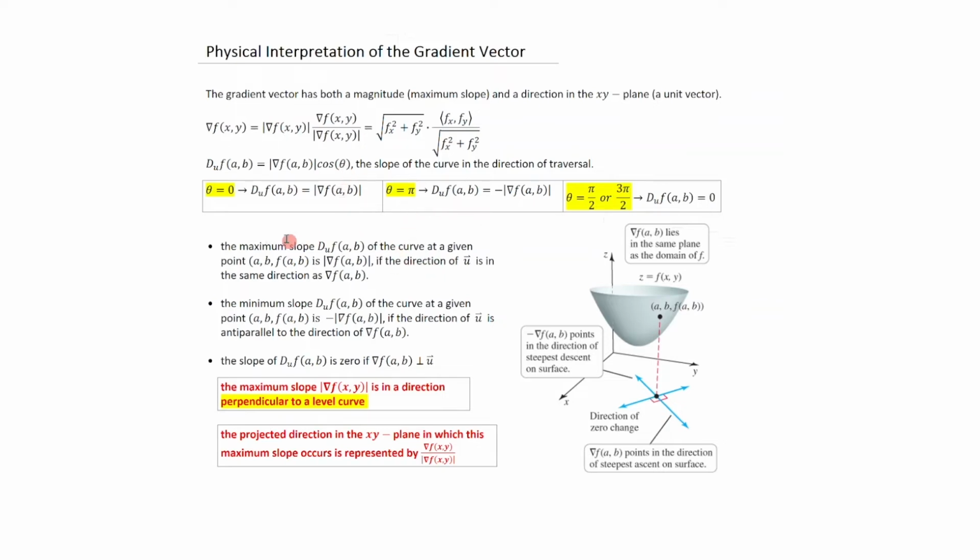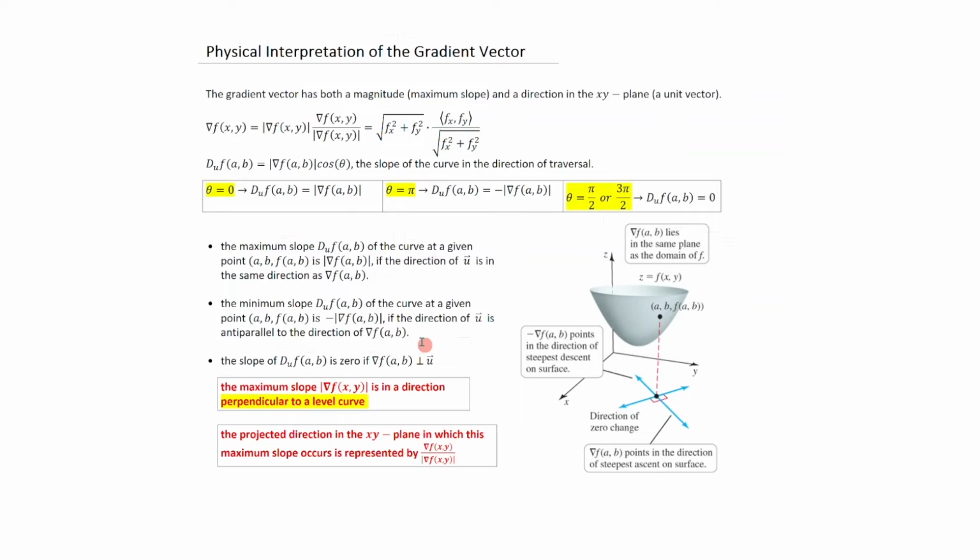So here is the summary then. The maximum slope of the curve at a given point (a, b) is the magnitude of the gradient of f at (a, b) if the direction of u is in the same direction as the gradient vector. The minimum slope of the curve at a given point (a, b) is minus the magnitude of the gradient of f at (a, b) if the direction of u is anti-parallel to the direction of the gradient vector.